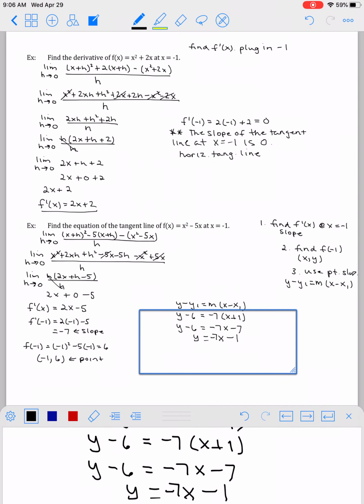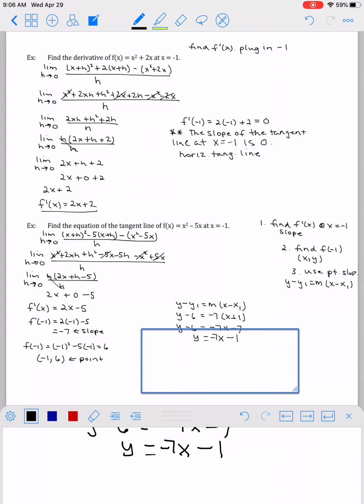Sorry about that little shift there. That is the equation of the tangent line. There we go.